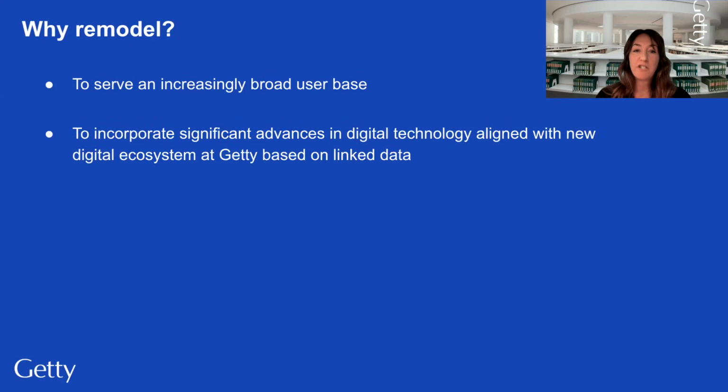Second, I mentioned that the GPI was developed in the 1980s, and the underlying technology hasn't changed much since then. So in order to ensure the longevity of the GPI, a new infrastructure and a significant data structure overhaul was required to bring the index into the current digital ecosystem at Getty.